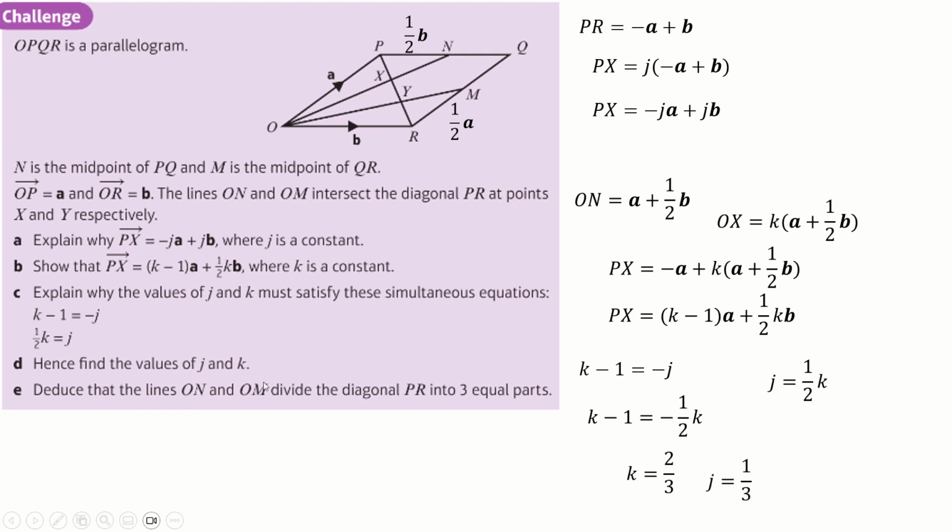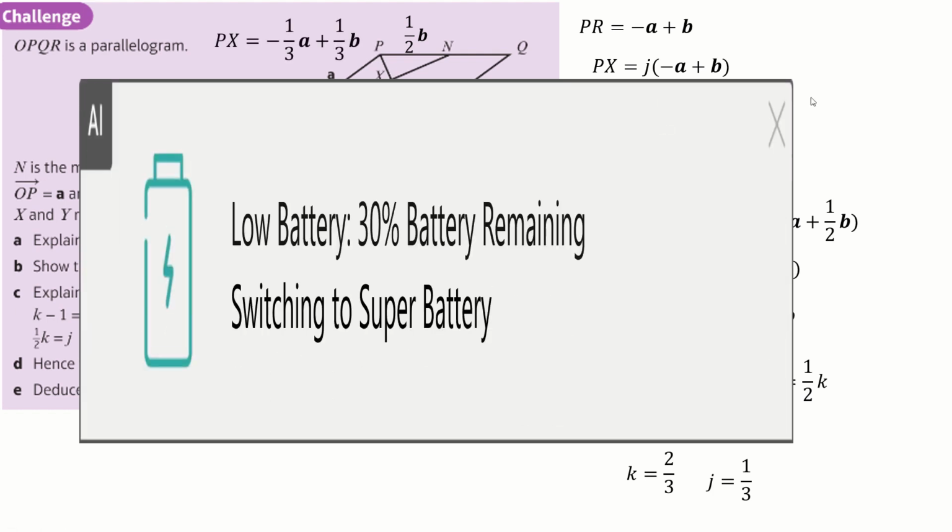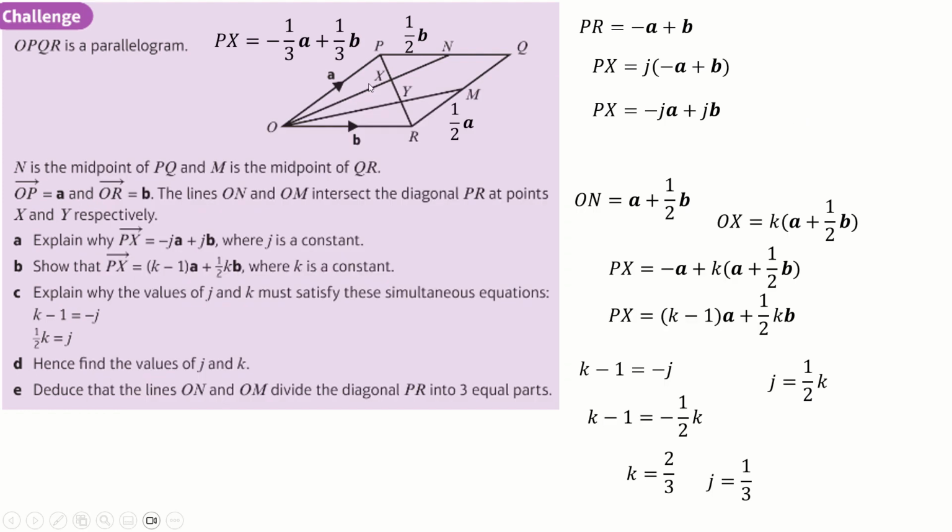Deduce that ON and OM divide into three equal parts. So just say this is into three equal parts. You already know, because you found j as a third, that p to x is a third of this thing. Just going to get rid of that. Apologies. Okay, that's fine. So this is definitely a third.